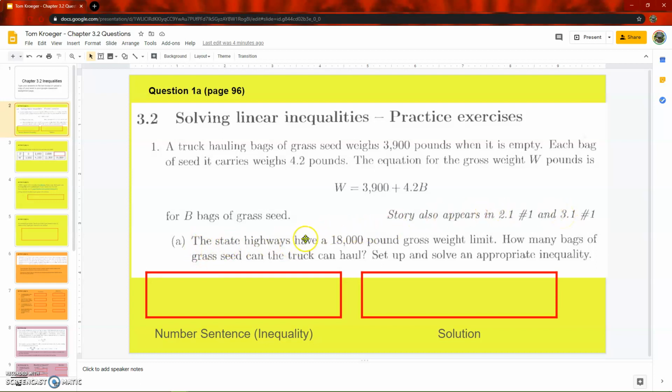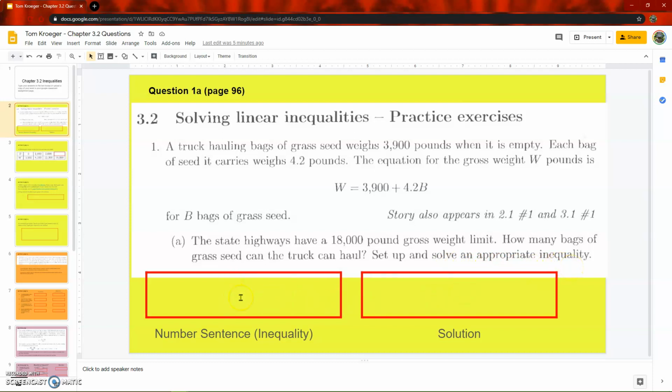So question A, the state highways have an 18,000 pound gross weight limit, which means that the truck cannot be more than 18,000 pounds, probably because it might tear up the road and things like that. Trucks are pretty heavy and they can damage the road as they drive along them. How many bags of grass seed can the truck haul? Set up and solve an appropriate inequality.